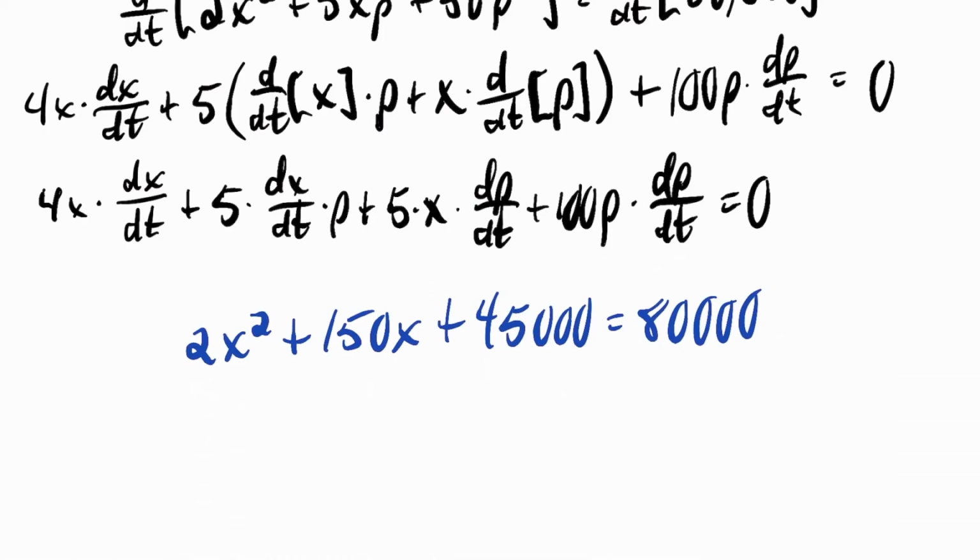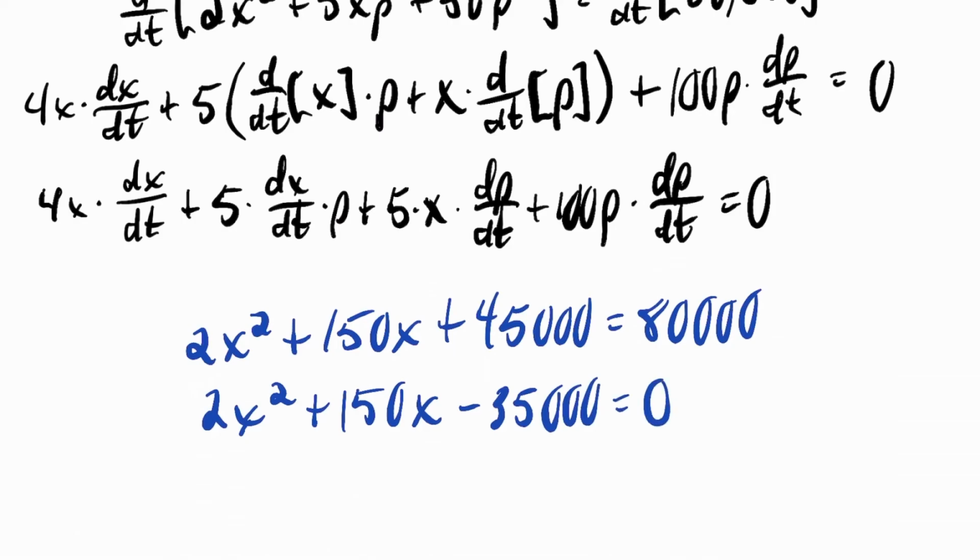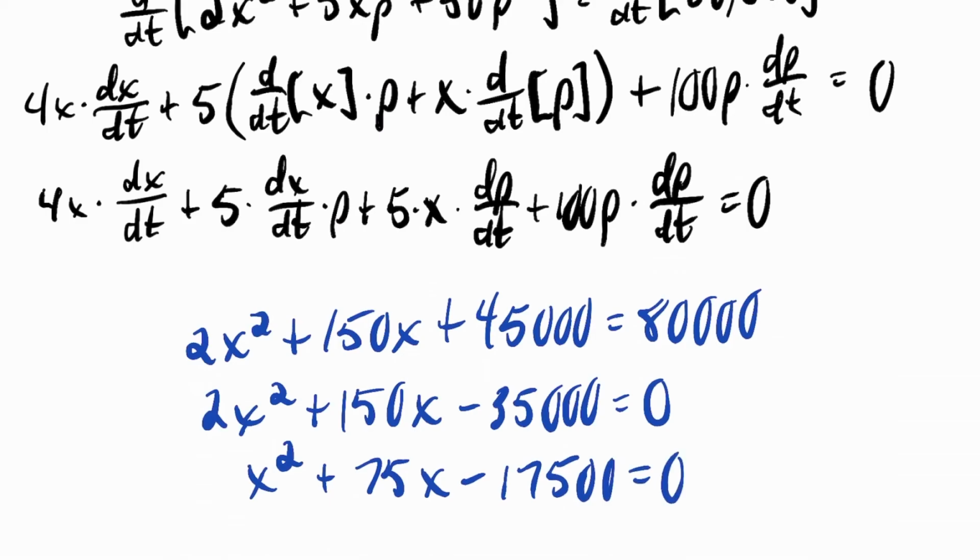Okay, so I could divide, but I'll start by subtracting 80,000 on both sides. So 2x squared plus 150x minus 35,000. And the numbers are large, but don't worry. Now, since all those coefficients are even, I'm going to divide by 2 on both sides. So x squared plus 75x minus, what is that? 17.5.